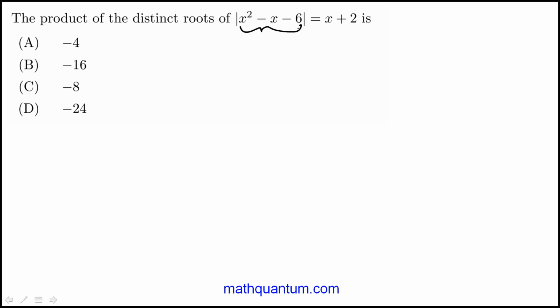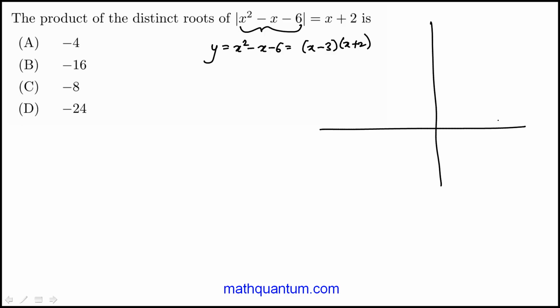So in this question, we need to know the sign of this quadratic expression. And so if we factor this, that would become x minus 3, x plus 2. So this is an upward opening parabola. If we were to graph this, the roots are (3, 0) and (minus 2, 0). So the parabola will look something like that.